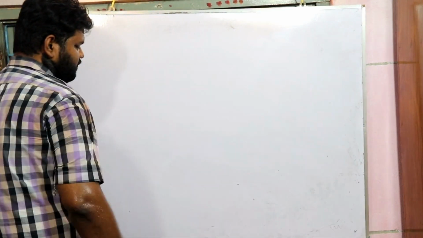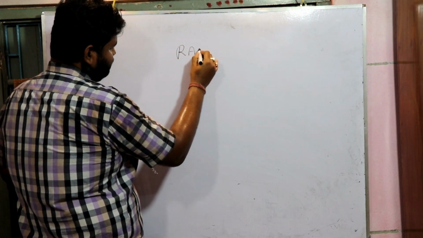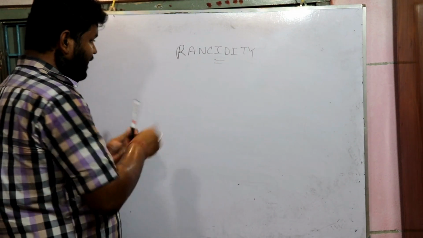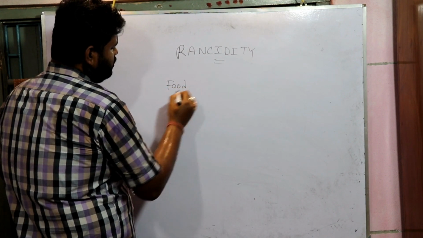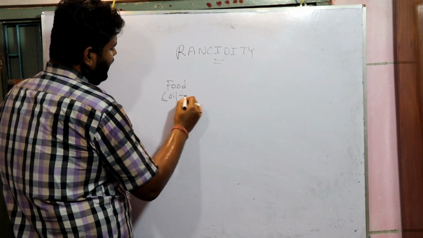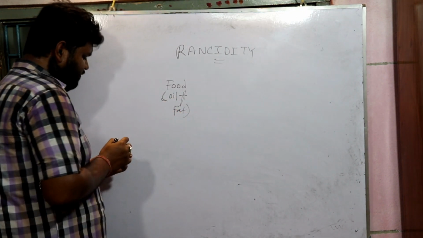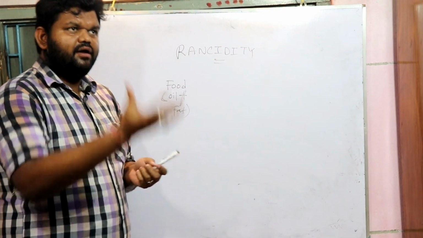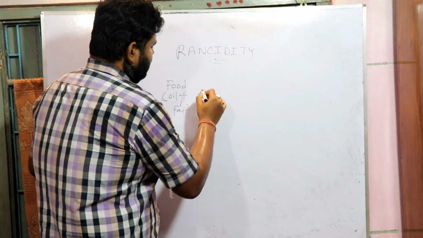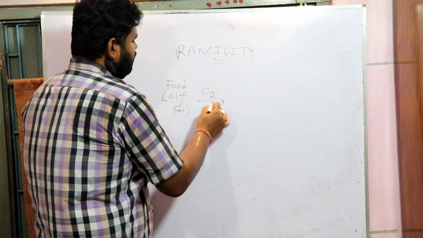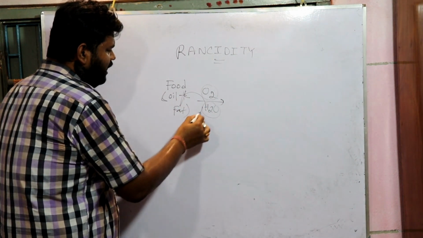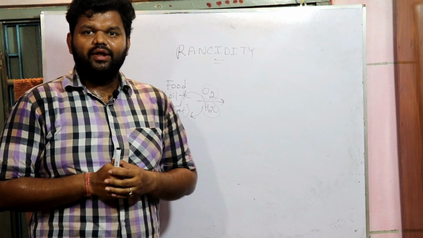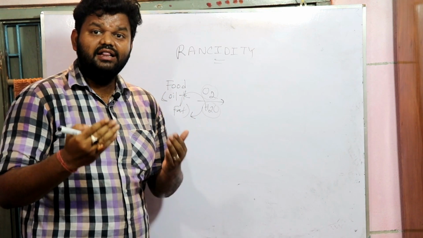Now the last part of this chapter, that is rancidity. Again, this is a type of oxidation process. Suppose some foods contain oil or fat. If some oily foods or fatty foods are kept in the natural atmosphere, then the oxygen or the water from the atmosphere will react with this oil or fat to produce some substances or products by which this food will become unsafe or unhealthy for consumption.